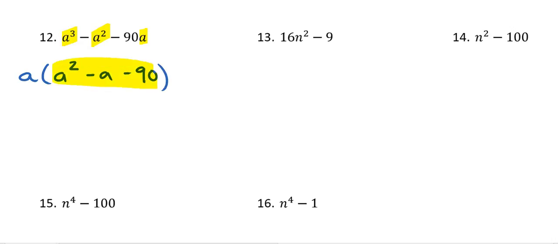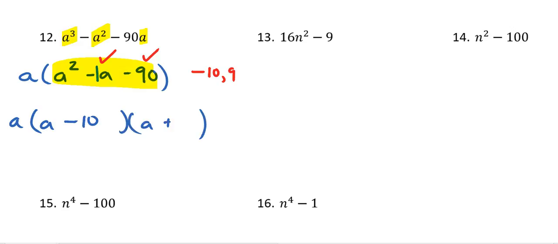I need two numbers that multiply to negative 90, and those numbers need to add to negative 1. The numbers that come to my mind are negative 10 and 9, because negative 10 times 9 gives me negative 90, and negative 10 plus 9 gives you negative 1, which matches this middle term there. Let's go ahead and factor this now. A, and then I need two sets of brackets. A is in the front, minus 10 and plus 9. And then we're done.